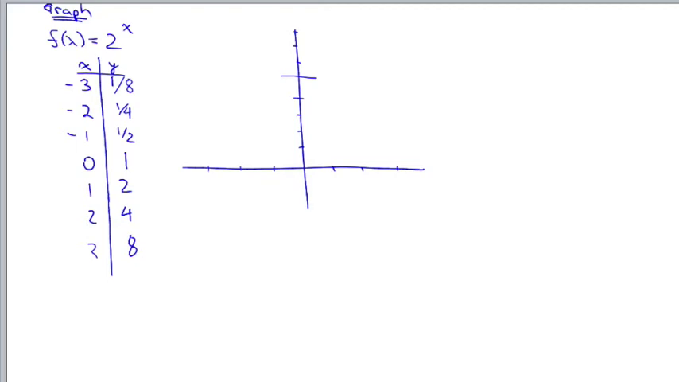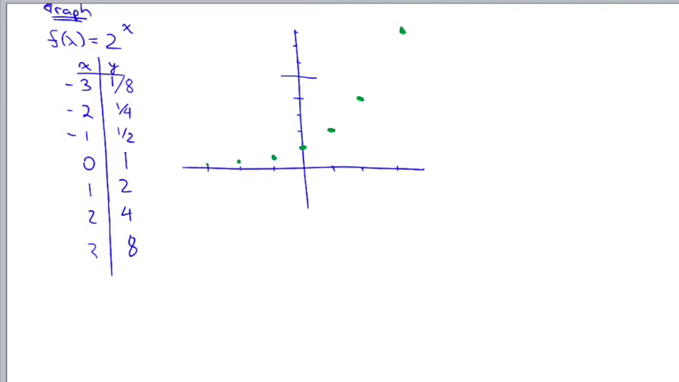Nope. All right, so let's plot some points. Let's start with the easy ones. 3, 8. That's over here. 2, 4, which would be here. 1, 2, which is here. 0, 1, which is there. Then the fun begins. -1, 1/2. So it's right about there. Halfway up between 0 and 1. -2, 1/4, a little bit lower.